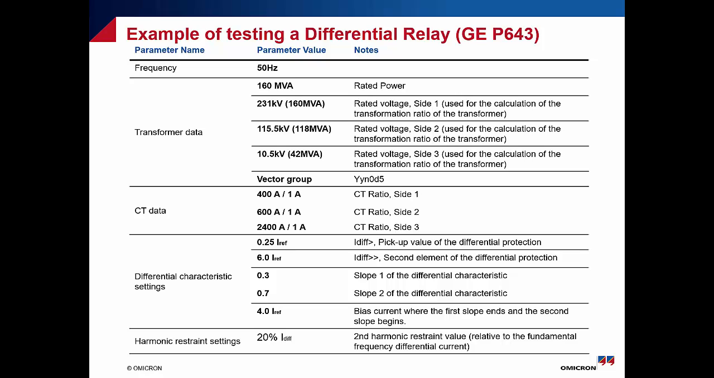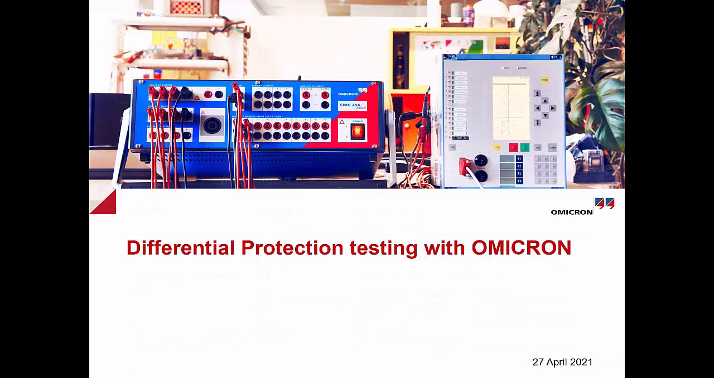Side one will represent the primary, side two will be the tertiary, side three will be the secondary, as per the relay manual. And we have the main settings: 0.25 is I differential greater, 6 ampere is the I differential double greater. I change it to 10 ampere in our example. And slope one, 0.3, slope two, 0.7, and the bias current is for I reference. And we have the harmonics, second harmonics is 20%. This is general about our setting for today, for the practical session.